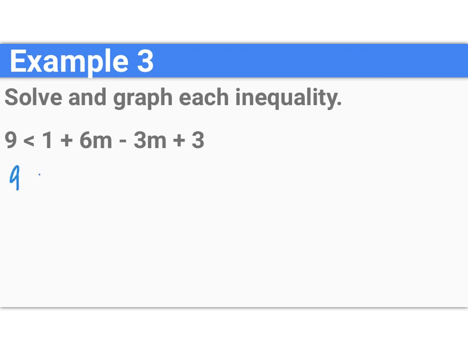All right, 9 is less than 1 plus 3 is 4 plus 3m. I'm going to subtract 4 from both sides. 5 is less than 3m. I'm going to divide both sides by 3. So 5/3 is less than m. I'm going to flip everything around. M is bigger than 5/3.